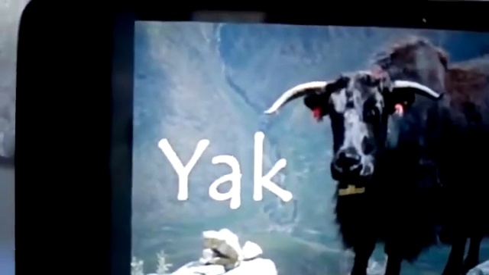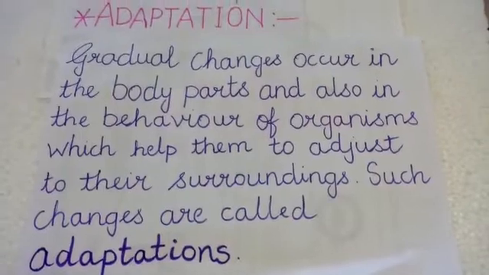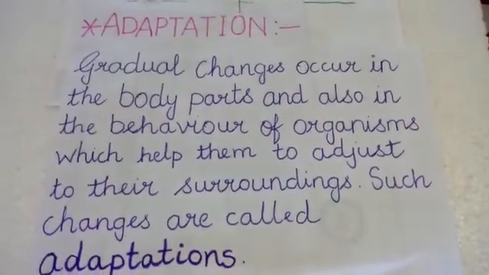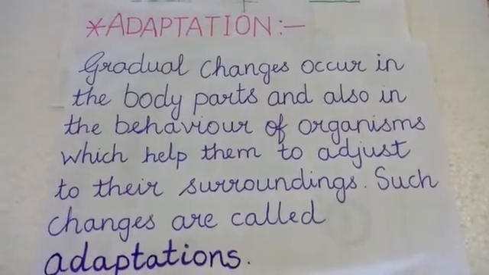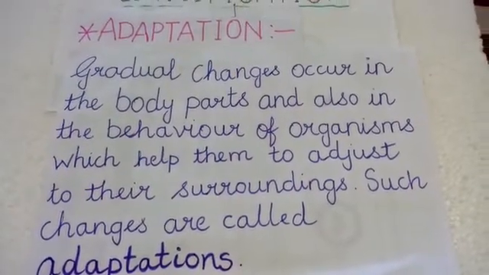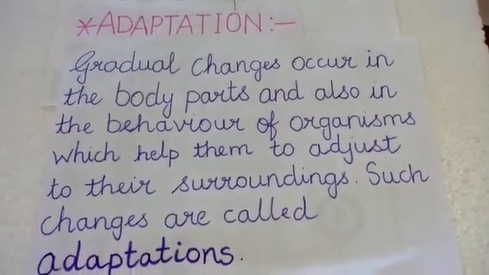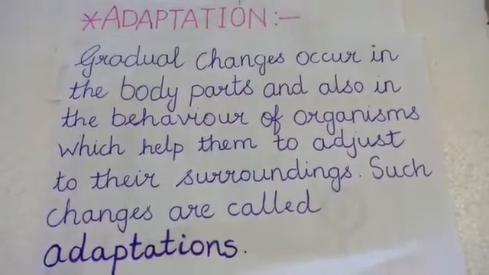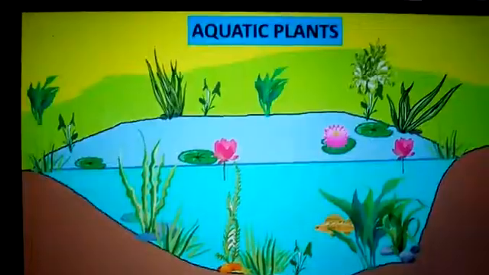Why is it so? It is because they need to adjust themselves according to their surroundings. This is called adaptation. What is adaptation? The definition for adaptation is gradual changes that occur in the body parts and also in the behavior of organisms, which help them to adjust to their surroundings. Such changes are called adaptations.